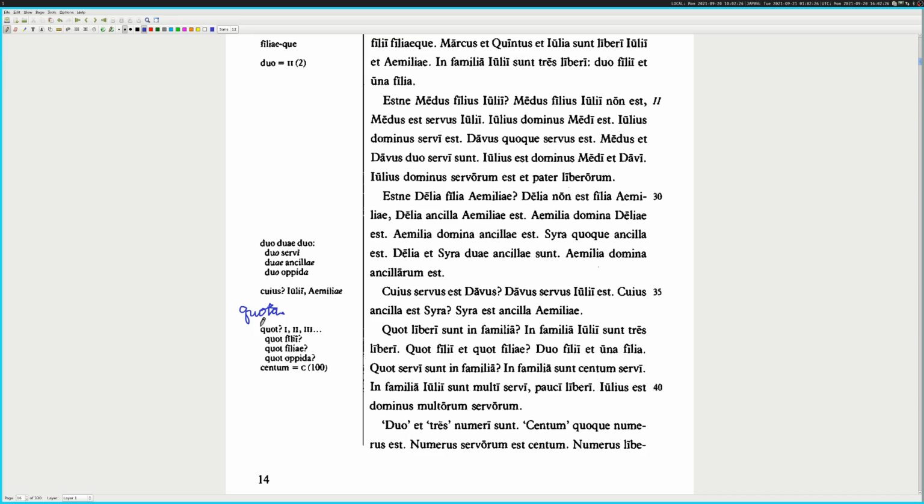How many children are in the family? In Julius's family, there are 3 children. How many boys and how many girls? There are 2 boys and 1 girl. Okay. How many slaves are in the family? There are... does that mean 100? Yeah. There are 100 slaves.